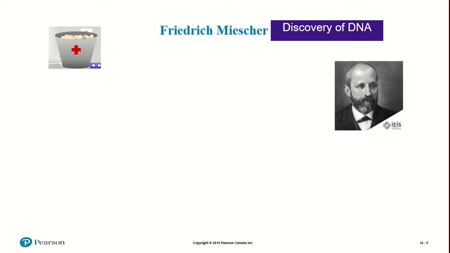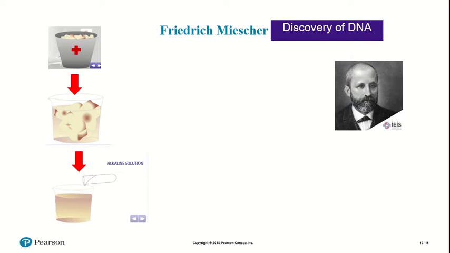The first thing that he did was take bandages from a local hospital. Then he used these bandages to isolate DNA. And how did he do it? By using a weak alkaline solution that allowed him to break the cells, to lyse the cells. As a result of this, the nuclei precipitate out of the solution.